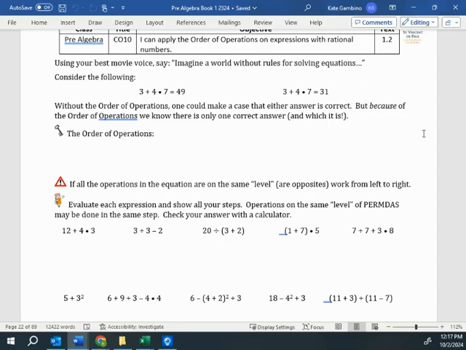Which one do you think, LJ? Why would it be 31? Multiplication and division is done first before we add or subtract. So 4 times 7 is 28. 3 plus 28 equals 31. Over here they did 3 plus 4 is 7, times 7 is 49. They just read it straight across. You can't do that with the order of operations.